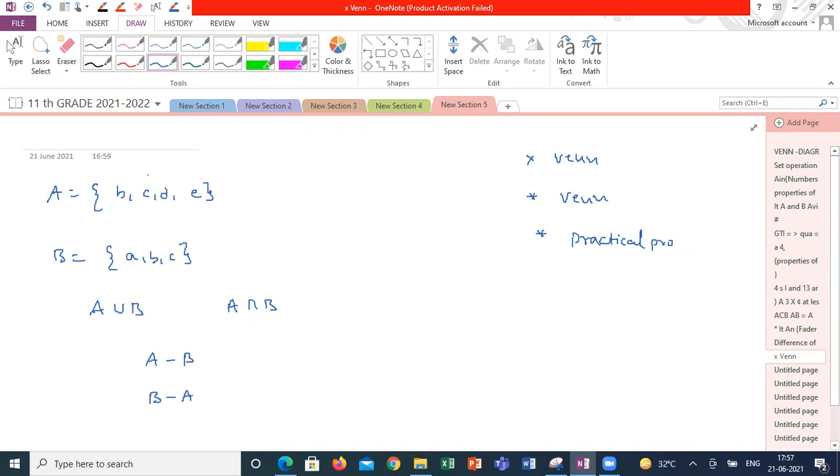Guys, anyone got the answer? A union B? Yes, sir. What is the answer of A union B? Combining all the elements: A, B, C, D, E. So A union B is equal to {A, B, C, D, E}.